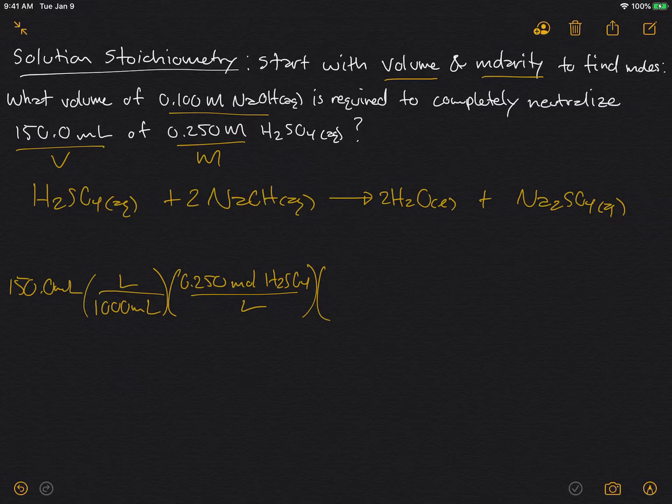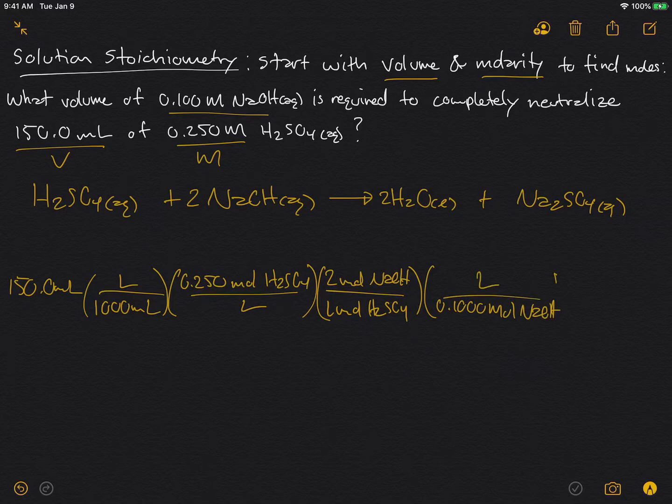Then we can do our key step, which is the mole to mole ratio. 1 mole of sulfuric acid reacts with 2 moles of NaOH. That comes from the balanced equation. Then here is where we use the concentration of sodium hydroxide. We're going to divide by 0.1 moles of sodium hydroxide per liter. Anytime you see that capital M, break it down into its constituent units, moles over liters, and line those up. And we'll want to convert back into milliliters.